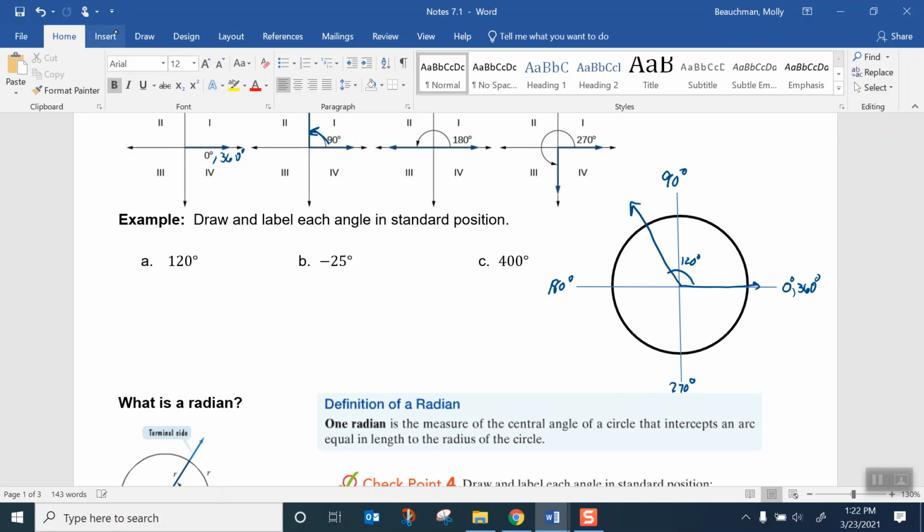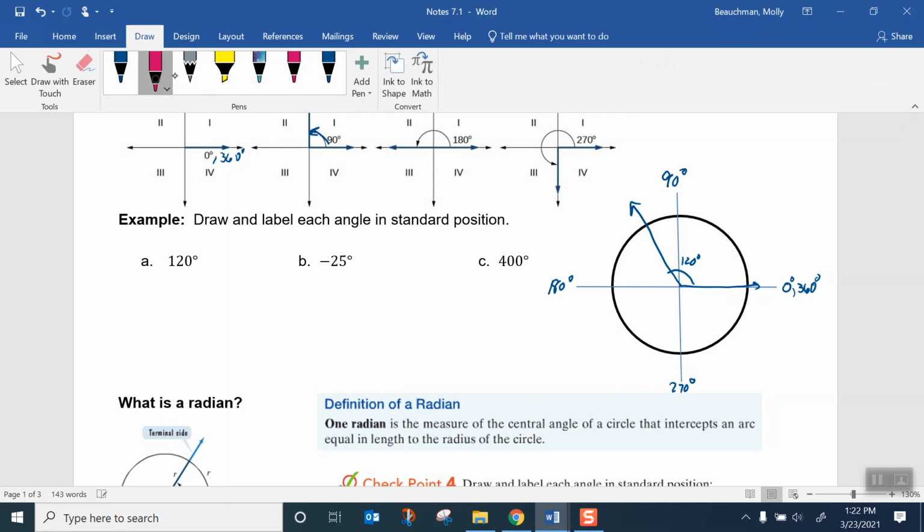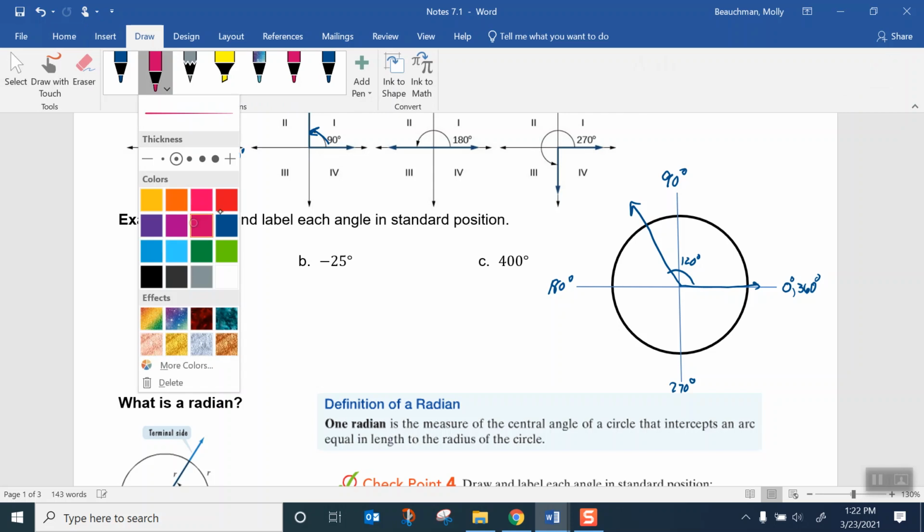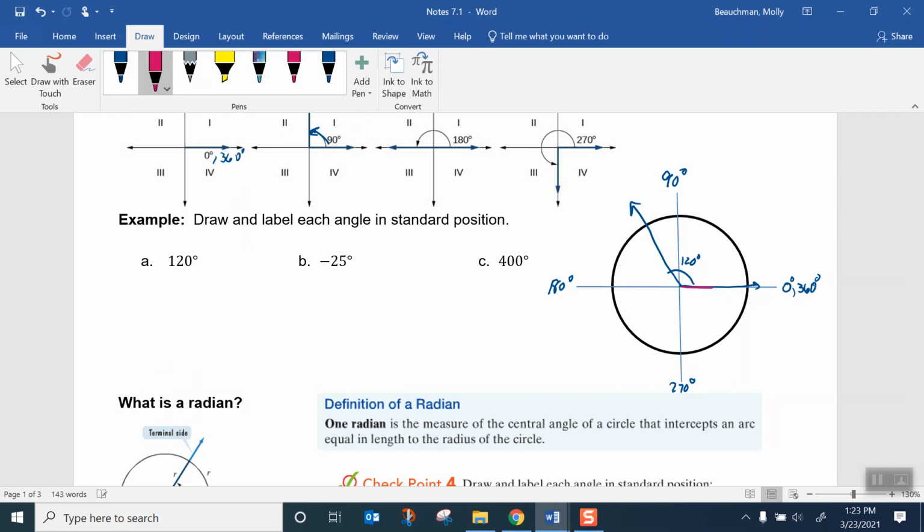Negative 25 degrees goes the negative direction, so we're rotating clockwise. So if we rotate 25 this direction, that's negative 25 degrees. The terminal side is 25 degrees rotated clockwise.